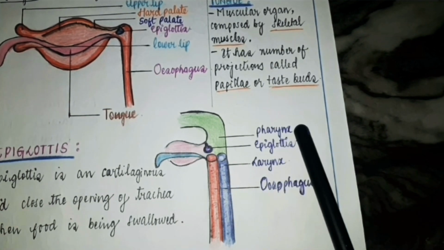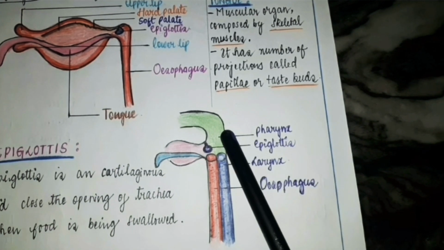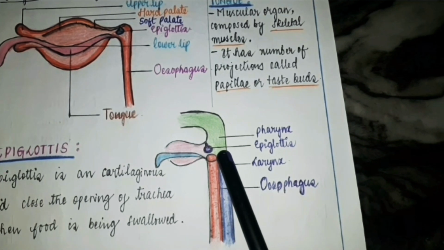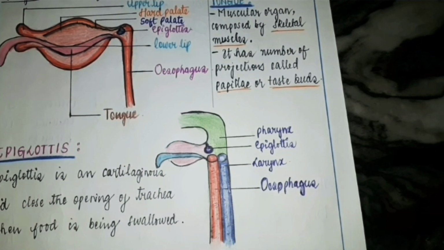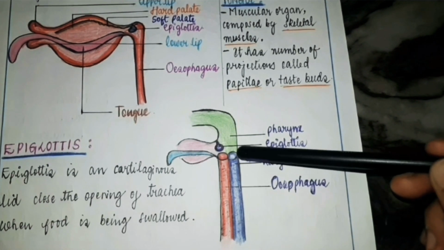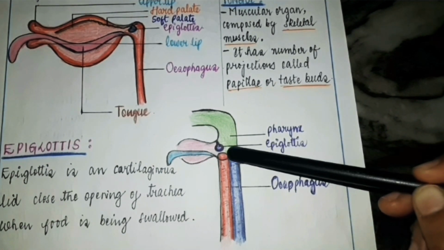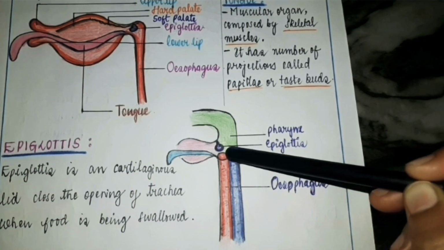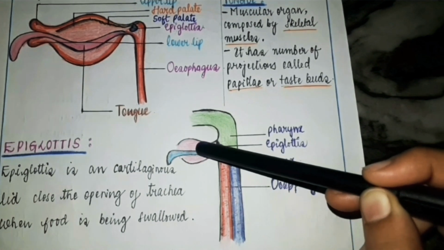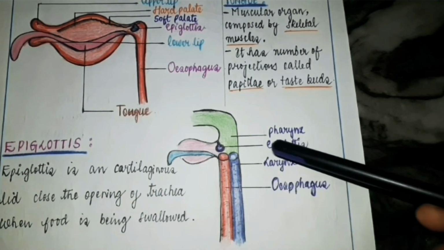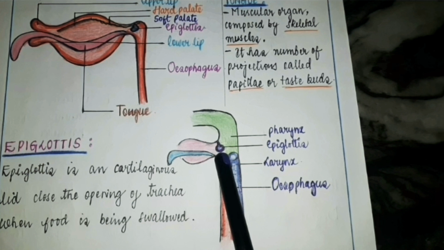Since it is the common passage for food and air, there is a chance that the food can enter into the larynx, right? This larynx leads to the lung. The lung is not a digestive organ. So to avoid that, we have the epiglottis here. What will this epiglottis do? The epiglottis will close the opening of the trachea so that food can enter only into the esophagus, right? So the food from the buccal cavity can enter only into the esophagus. And it also closes the esophagus while respiring, while inhaling.